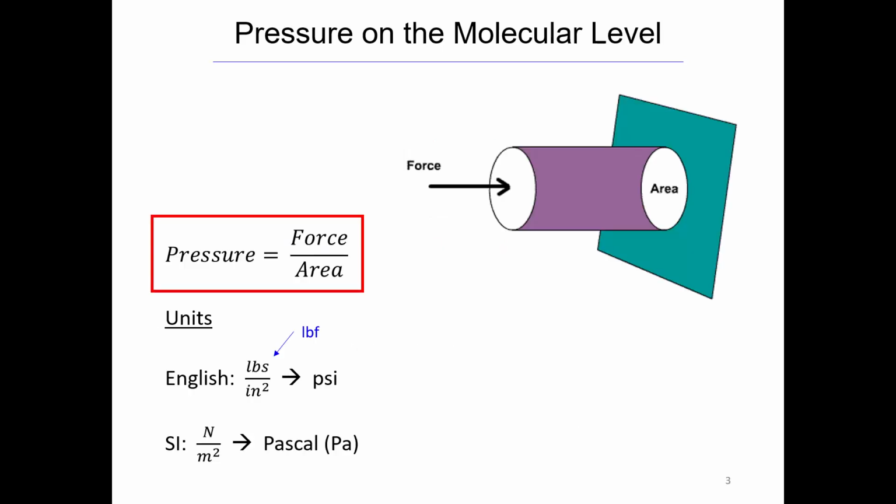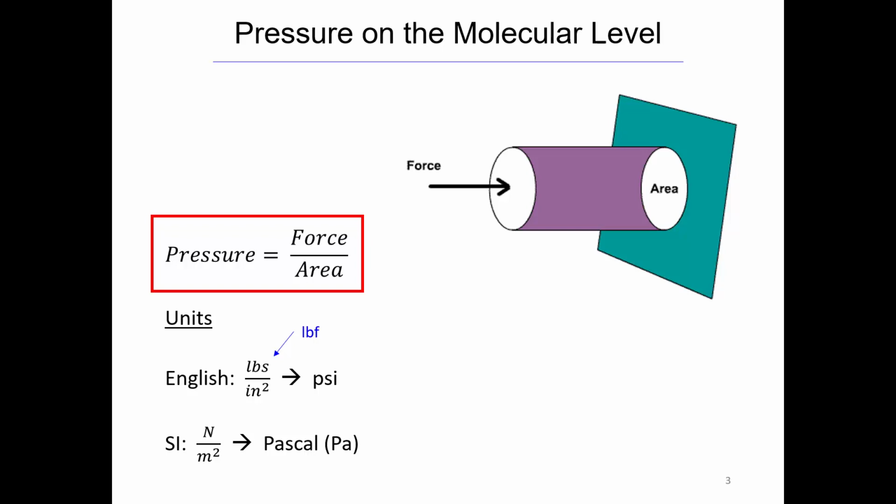So here we have that basic equation for what pressure is. It's force over an area, and we have this little image up here that shows that. So force over area, pretty simple. Units, we have our English system, which is pounds per inch squared, often abbreviated as PSI, pounds per square inch. I added this little note here that the pounds is pounds force. Make sure you remember pounds force, not pounds mass.